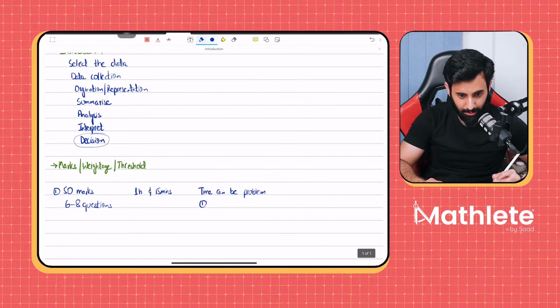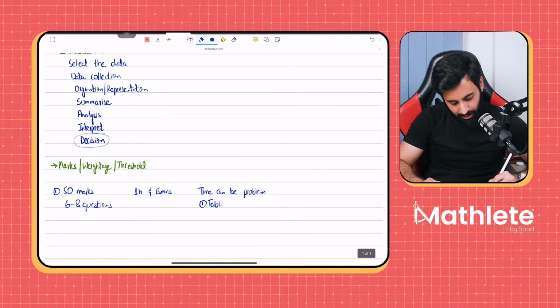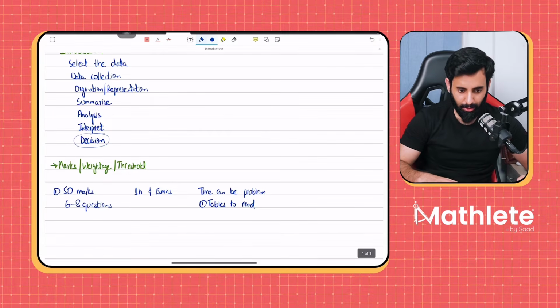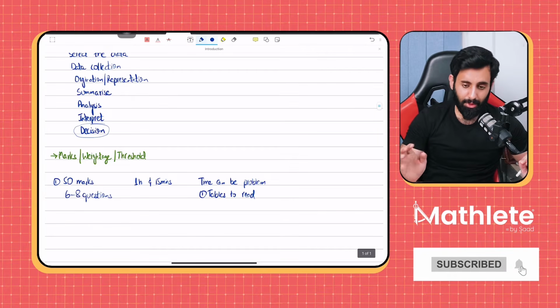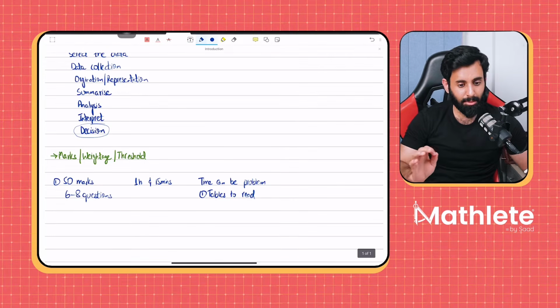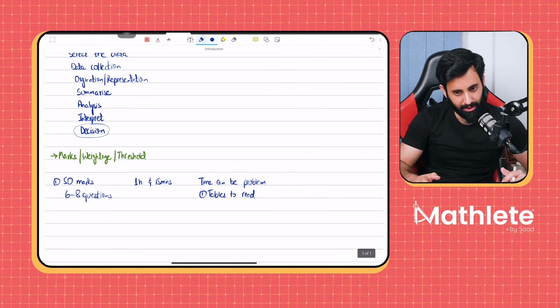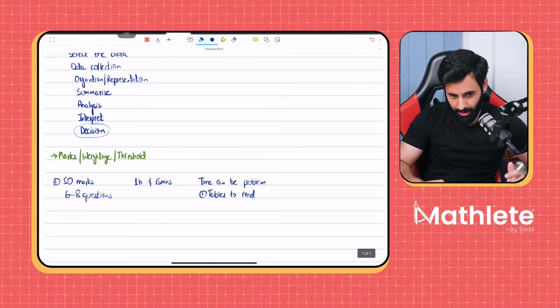Why is that? Number one, you have tables to read. Okay, especially when we're doing normal distribution, you will see that you have a lot of tables to read, which can take a lot of time if you don't have a good grip on it. Again, this can be a problem if you don't fulfill certain conditions. So reading the table can be a problem if you don't have a good grip on it.